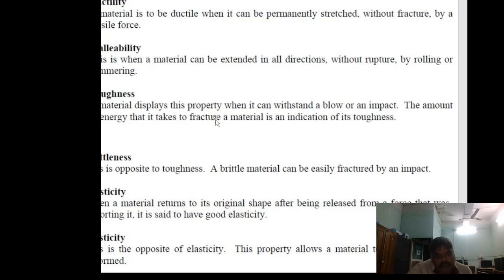This is opposite to toughness. A brittle material can easily fracture by an impact.